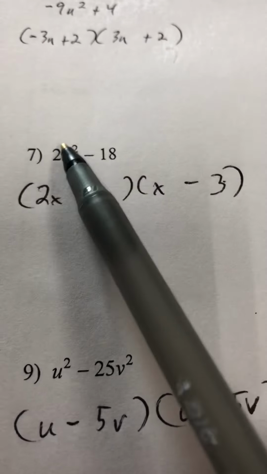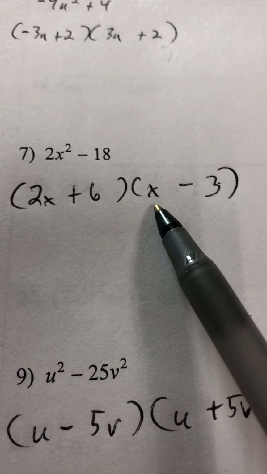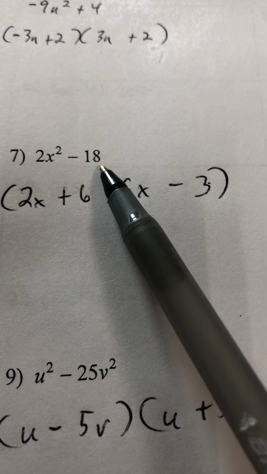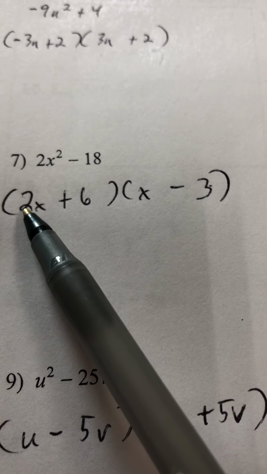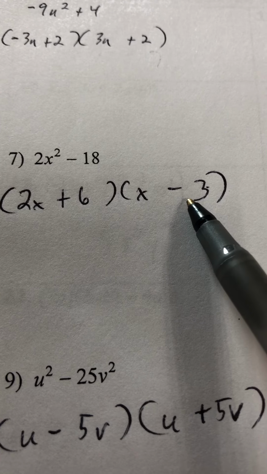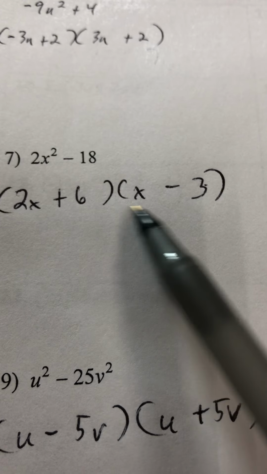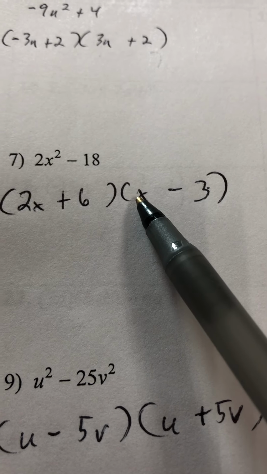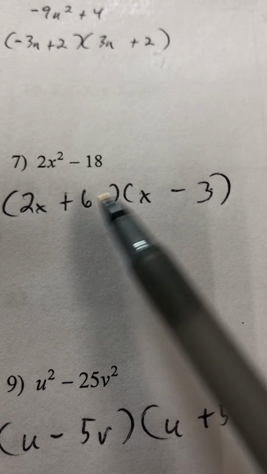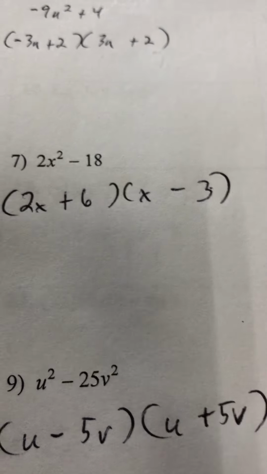Number 7, 2x squared. So I'm going to have a 2x, I'm going to have an x, right? And then a negative 18. And I'm going to go with 6 and 3, because if I multiply the 2 times the 3, I get a 6. And I'm going to make that a negative because I'm going to have a negative 6x and a positive 6x when I do the inside, when I'm thinking about the FOIL method. Okay, and that would cancel out. So I would just be left with a 2x squared and a negative 18.